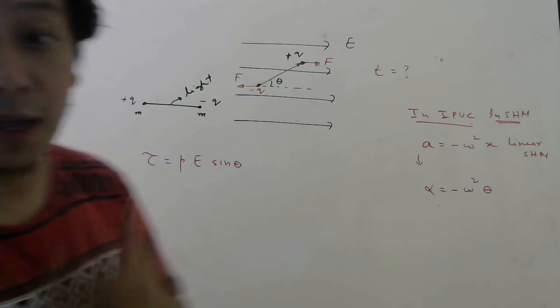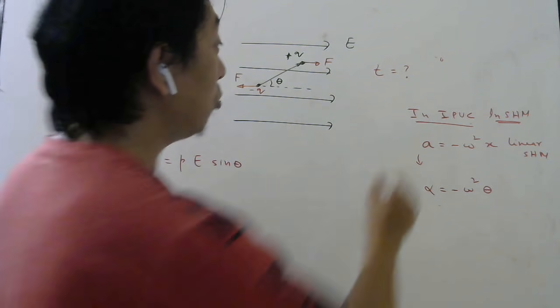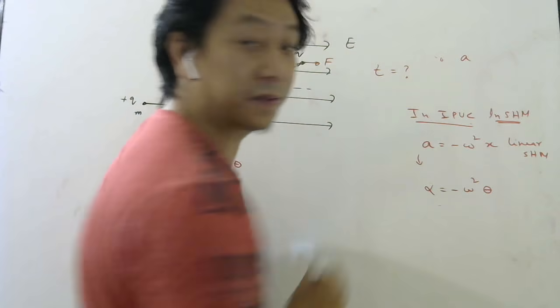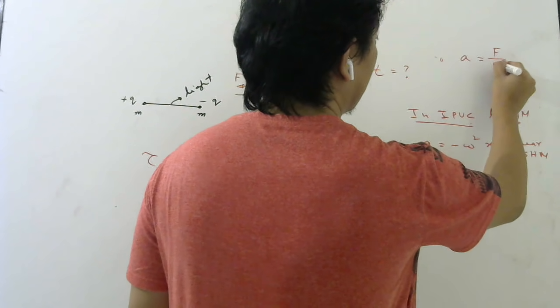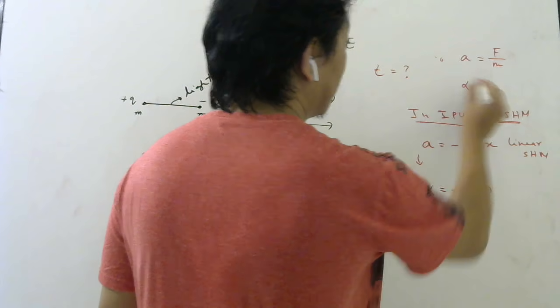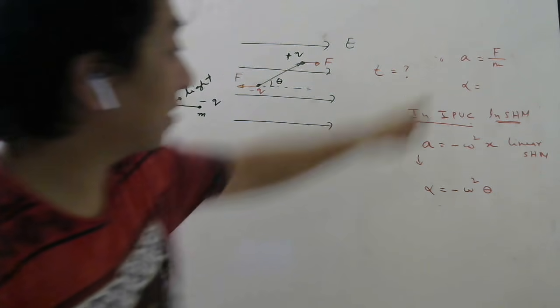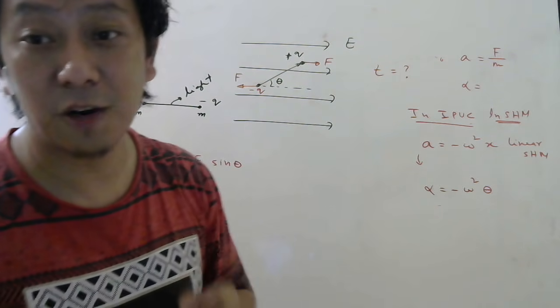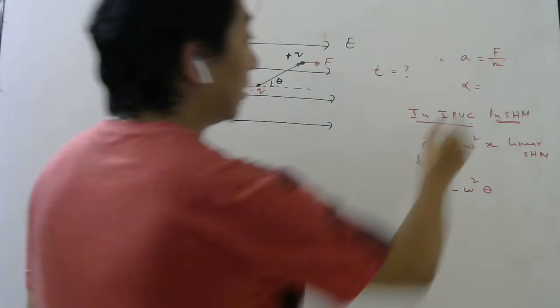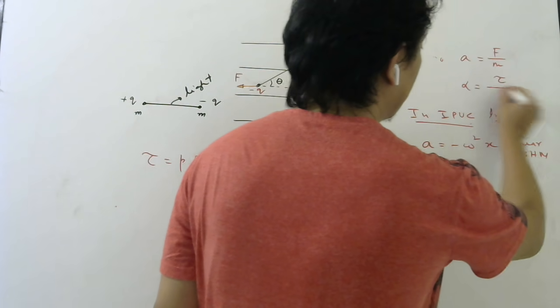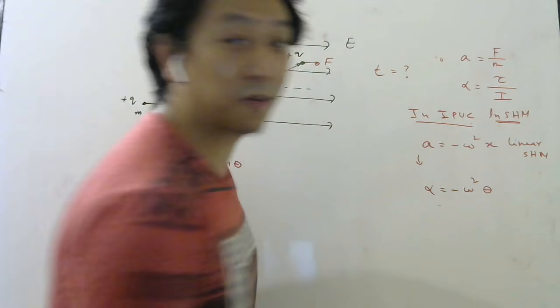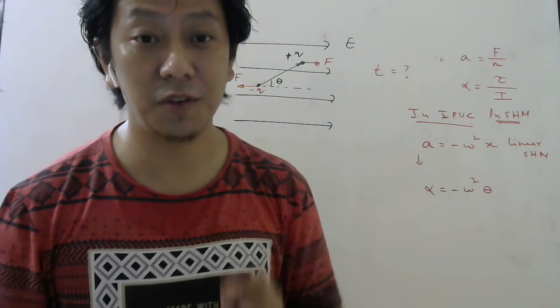Now what is alpha? Angular acceleration. How do you usually find acceleration? Force divided by mass. Similarly, how do you find angular acceleration in the rotation chapter? The role of force is played by torque and the role of mass is played by moment of inertia. What is capital I? Moment of inertia.